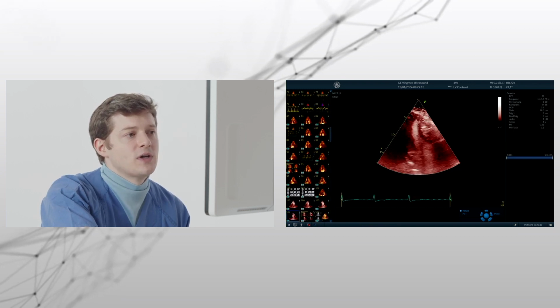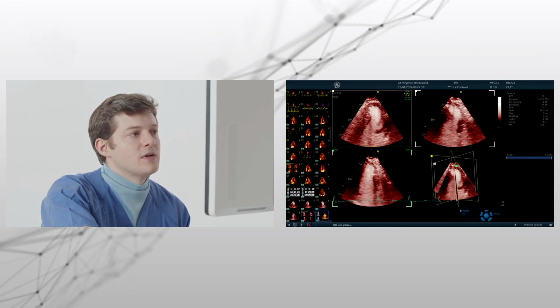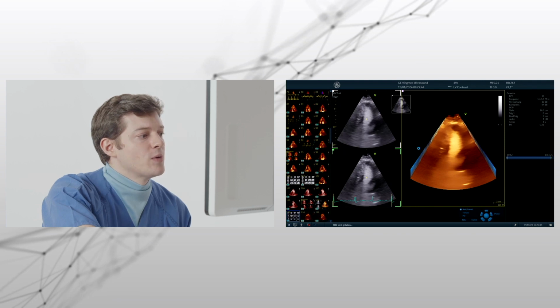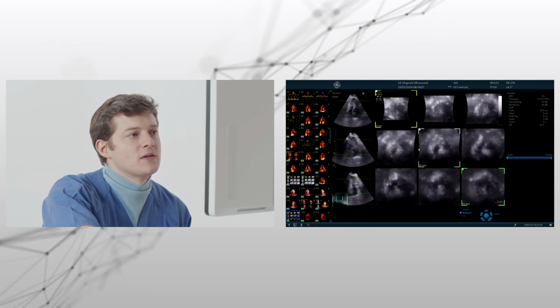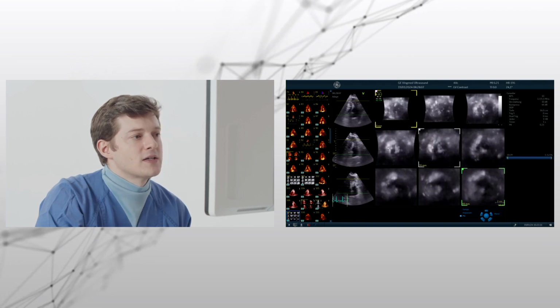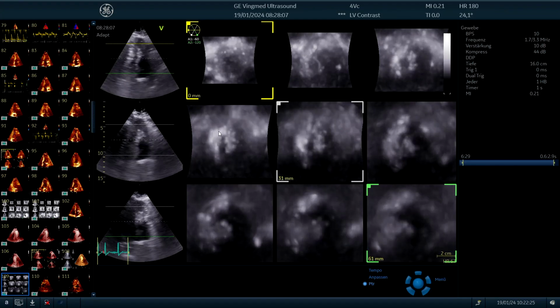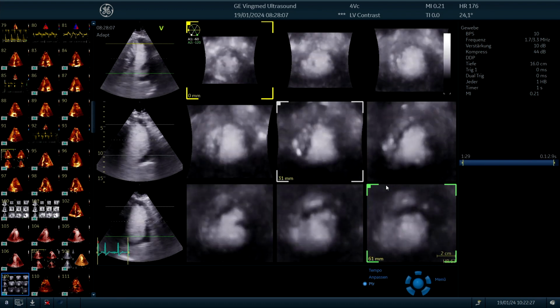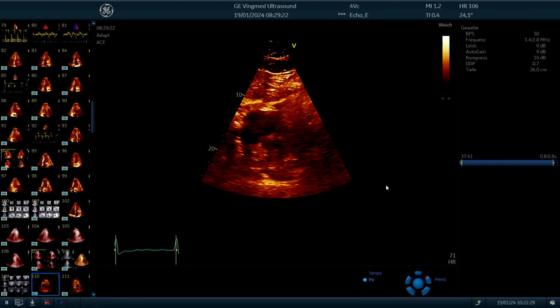The 2-chamber view, there are no relevant problematics by means of wall motion abnormalities. Here we see the 3D contrast where we have the septum, where we also see a little bit more contrast. It's similar to the late gadolinium enhancement, I would even say. And here from the subcostal approach, no pericardial effusion.